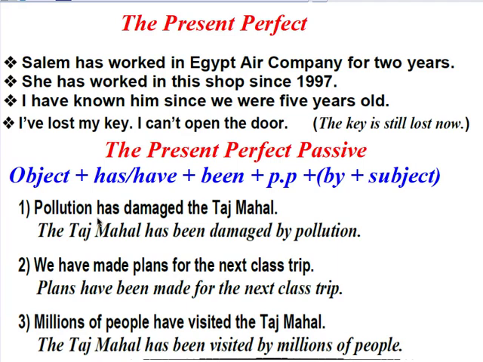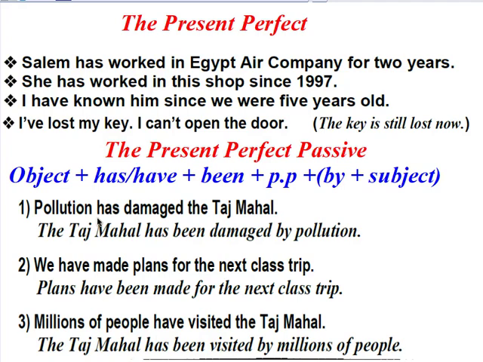Today's grammar is about the present perfect tense. Let's read some examples at first. Salim has worked in Egypt Air Company for 2 years. She has worked in this shop since 1997. I have known him since we were 5 years old. I have lost my key. I can't open the door. That means that the key is still lost now.